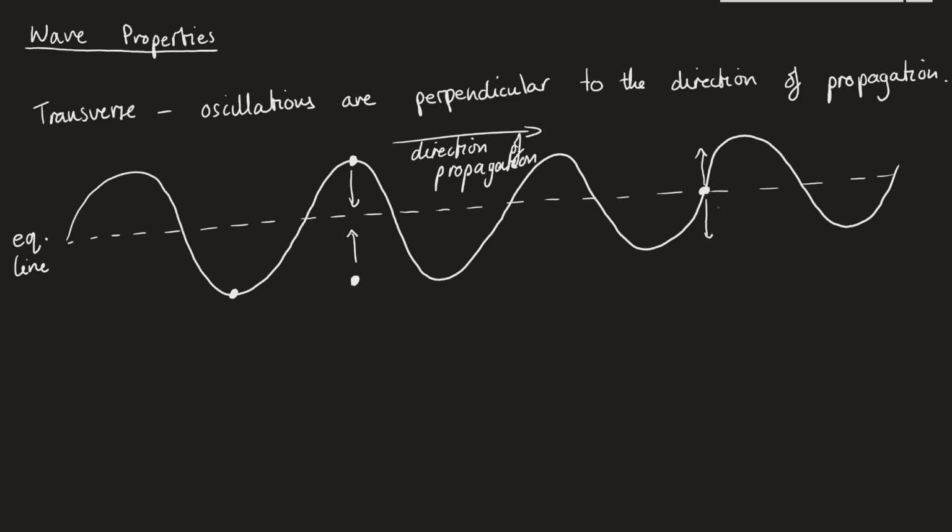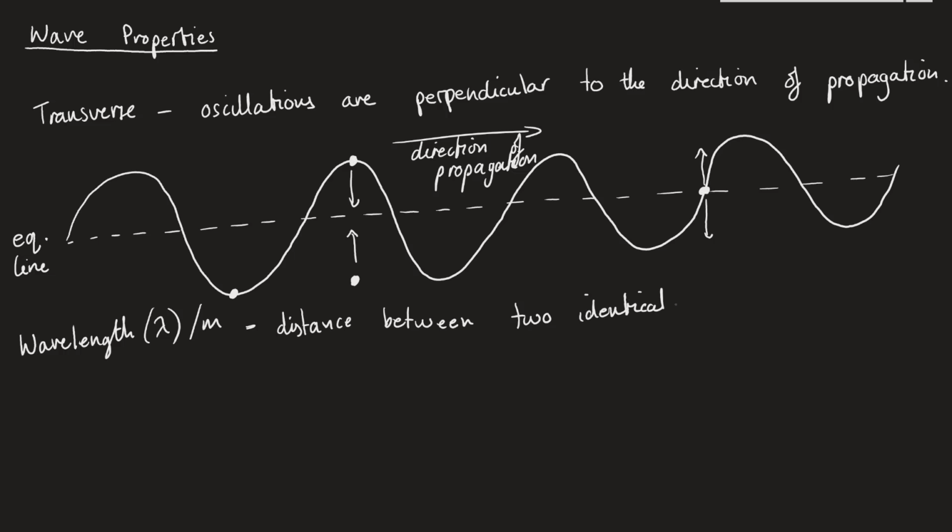Okay, so now let's look at 4 properties of these waves that you have to be familiar with. The first one is wavelength. Wavelength, we give the symbol lambda. It's a length, so it's a distance, so we measure it in meters. And all a wavelength is, is the distance between two identical adjacent points on a wave.